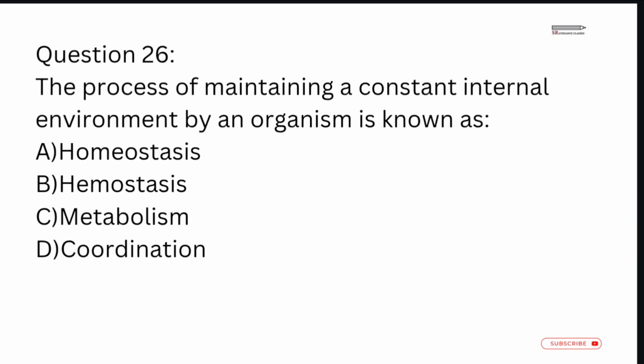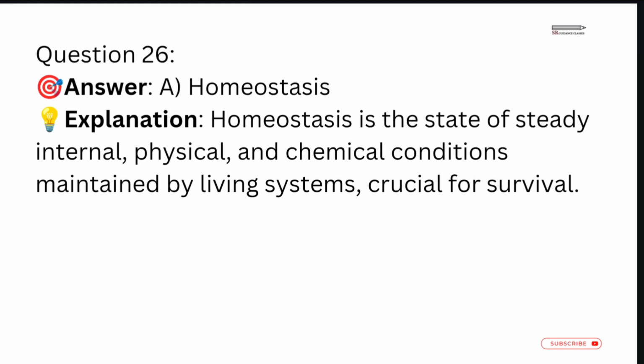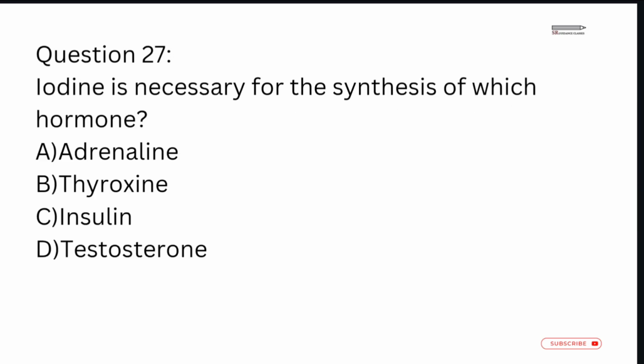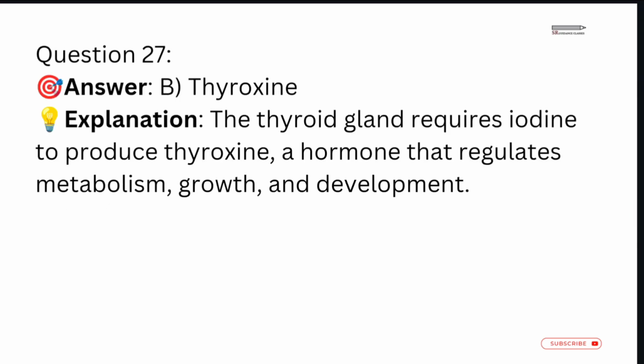The process of maintaining a constant internal environment by an organism is known as. The answer is option A, homeostasis. Iodine is necessary for the synthesis of which hormone? The answer is option B, thyroxine.